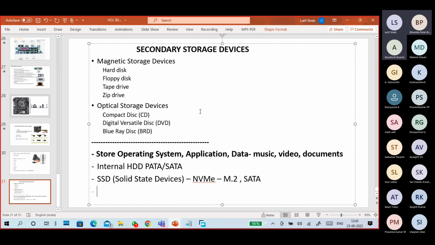You know why? Because of storing data externally. Nowadays we are using USB pendrives. Earlier days we used floppy disks, CD-ROMs, DVDs. Now we are getting pendrives, with bigger and bigger sizes.